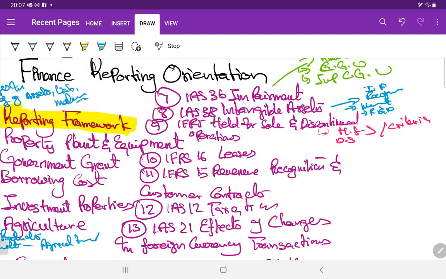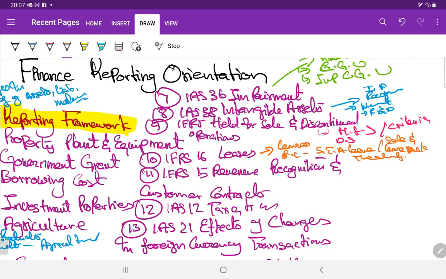It is a replacement of IAS 17 Leases. In this, we will learn what is a lease, what is a finance lease, and what is a short-term lease, and what is sale and leaseback, along with their accounting treatments. So far, so good. Let us move forward now.